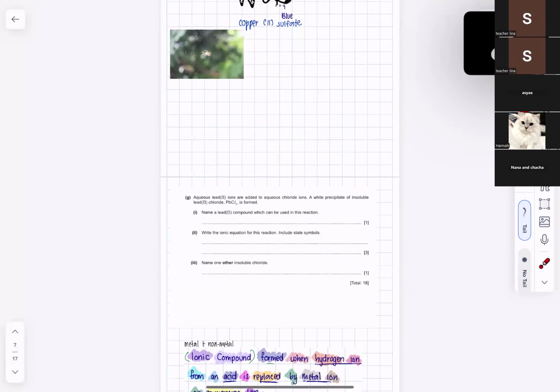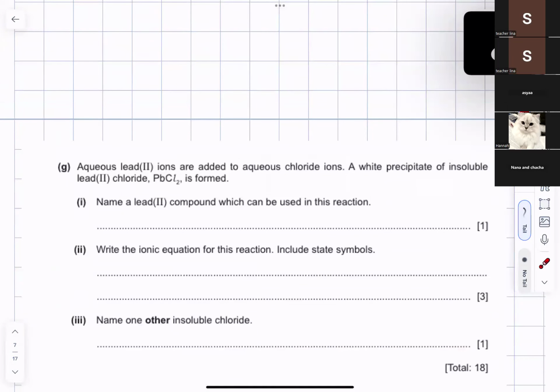This one. Let me show one example question from your Paper 4. They say that aqueous lead-2 ions are added to chloride ions. A white precipitate of insoluble lead-2 chloride is formed. So name the lead-2 compound which can be used in this reaction. So lead-2 ions, name the lead-2 compound so it can be used for this reaction.